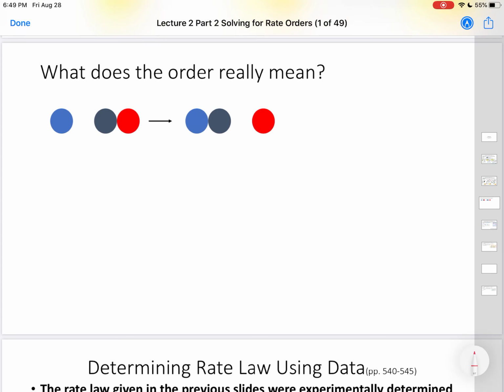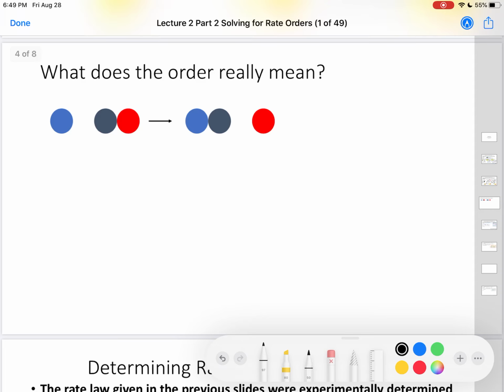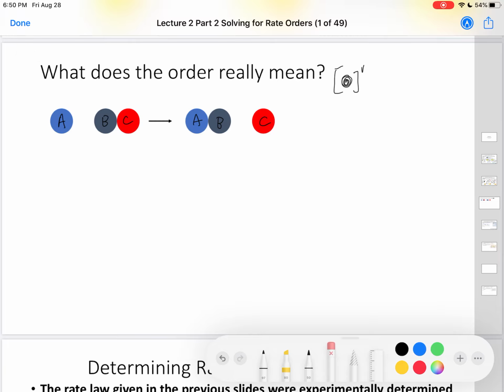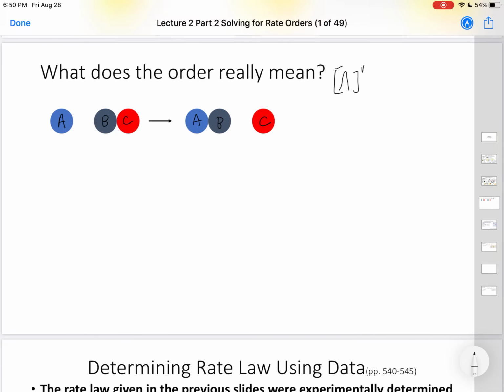What does the order really mean? Okay, and I'm just going to give you 2 examples here. What does it mean when you have, say, a blue ball, okay, to the 1? So let's call this A, this B, this C. Okay, so this becomes A, B, C. So really, what does it mean when A is raised to the first power versus A is raised to the 0 power? What does that really communicate to us? Let's look at an example.